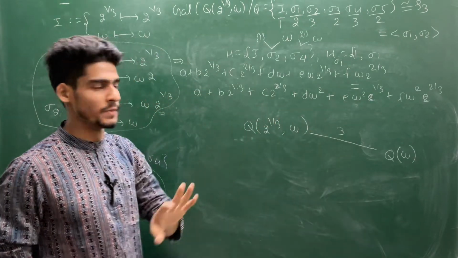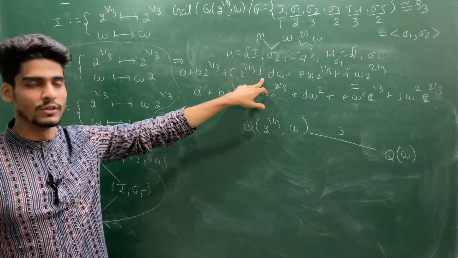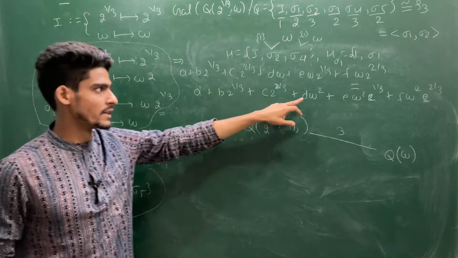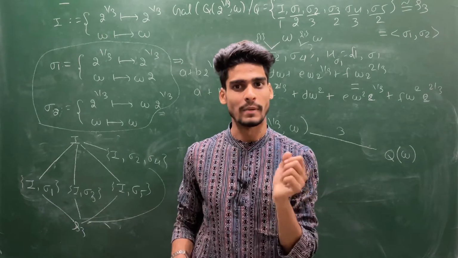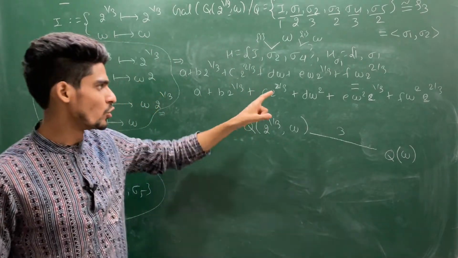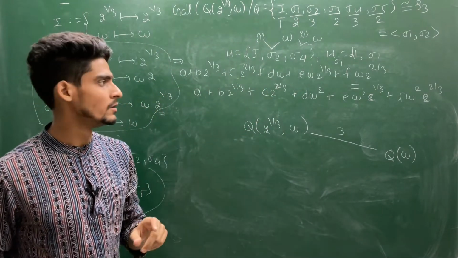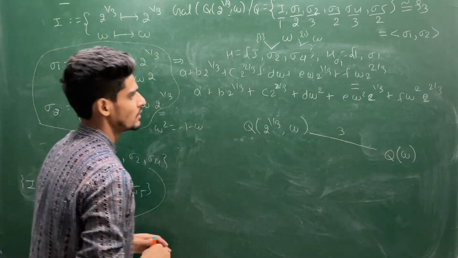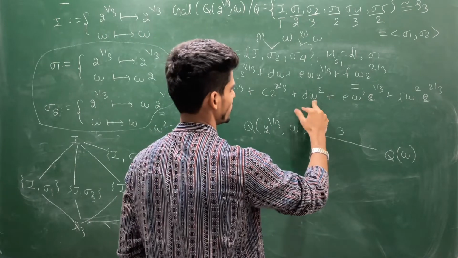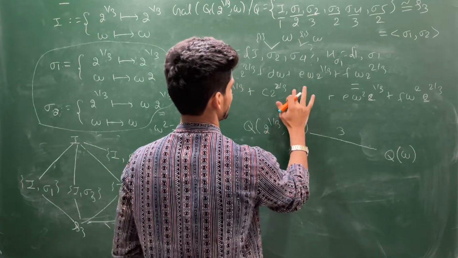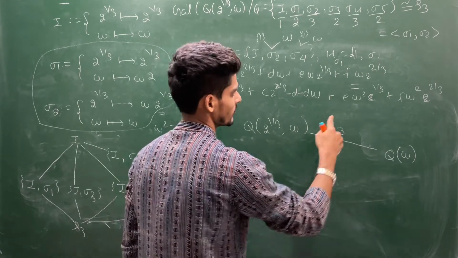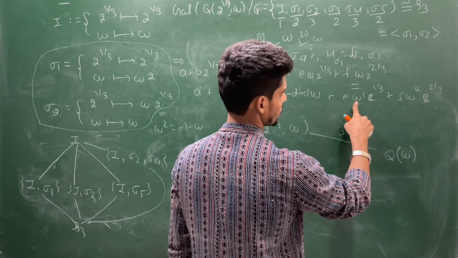Here you should be very careful. See, there is no term with omega, but you are having a term with omega square. You know that omega is a third primitive root of unity, so it satisfies 1 plus omega plus omega square equals 0. So omega square you can write as minus 1 minus omega. So whenever you are seeing this omega square, you can write it as minus 1 minus omega.